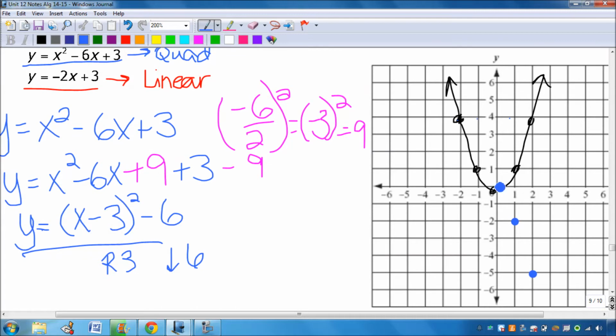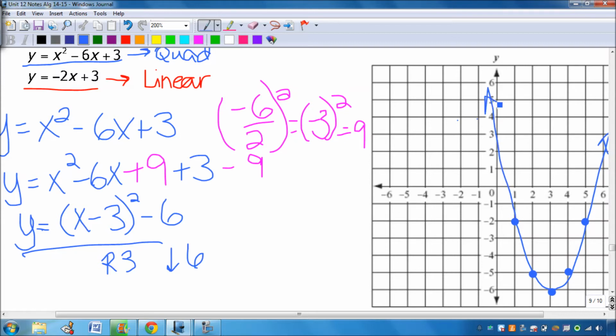Next one, I'm going to go 3 units to the right and 6 down. I'm at my vertex of (3, negative 6), which should make sense to you because that's what this equation says right here. Then I do the same for the last two points: 3 units to the right, down 6. This is where my new parabola is. So I'm going to erase my first one because I don't need it with my system. And I'm going to graph out my new parabola. So here's where my new parabola will be right here. Okay.